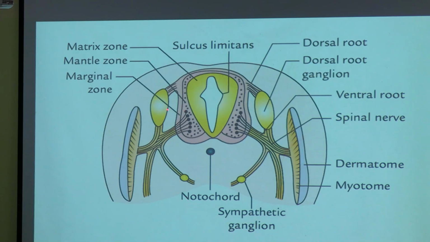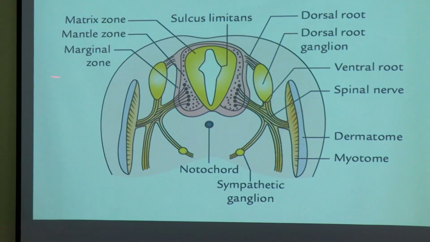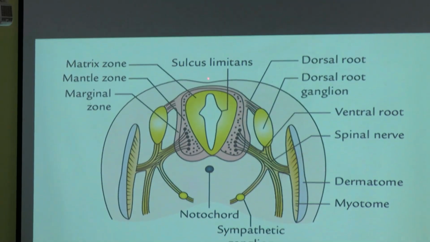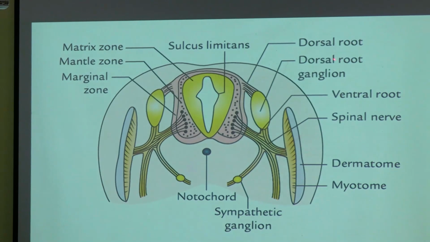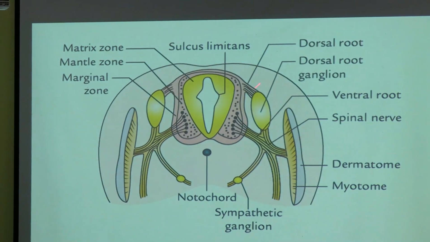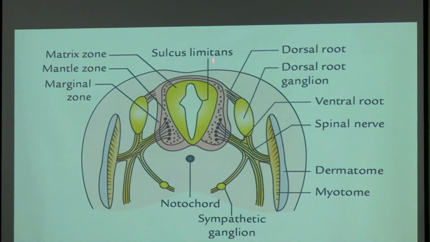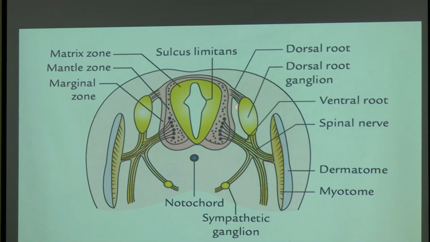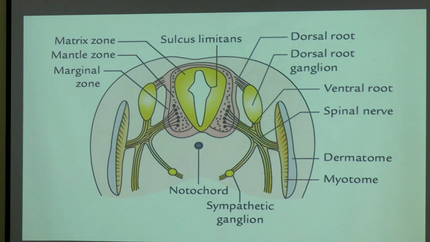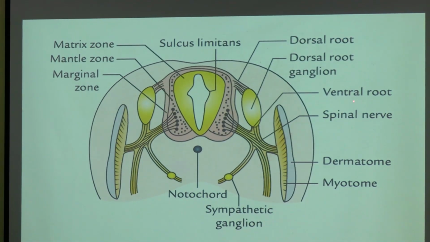This picture we have already studied in the last session. You can concentrate on the sulcus limitans. Here this is the dorsal part, so we can see the dorsal roots, and this is the ventral part, which is present below the sulcus limitans, that is the ventral root areas.